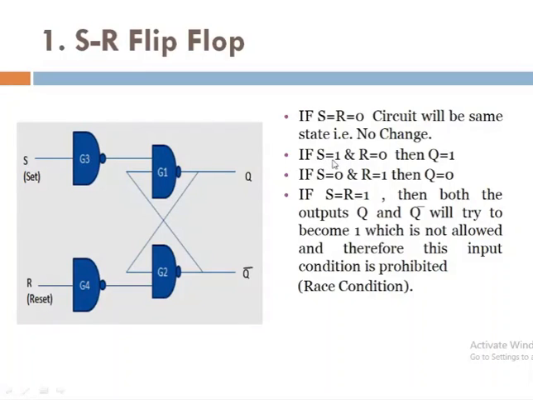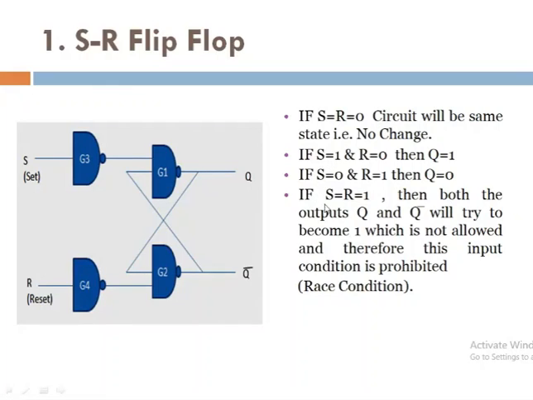Now the third combination is S is equal to 1 and R is equal to 0. Obviously, if you apply S is equal to 1 and R is equal to 0 here, then you will get Q is equal to 1. Because 1 gives 0, again 0 gives 1. In this way you can apply here. Now this is about your second and third combinations.